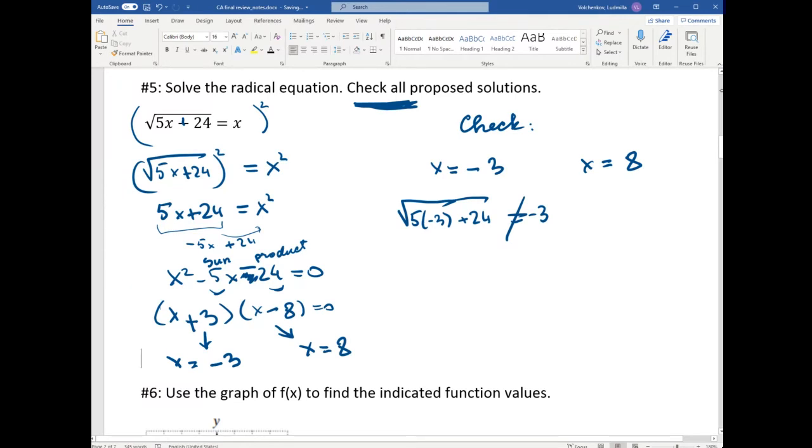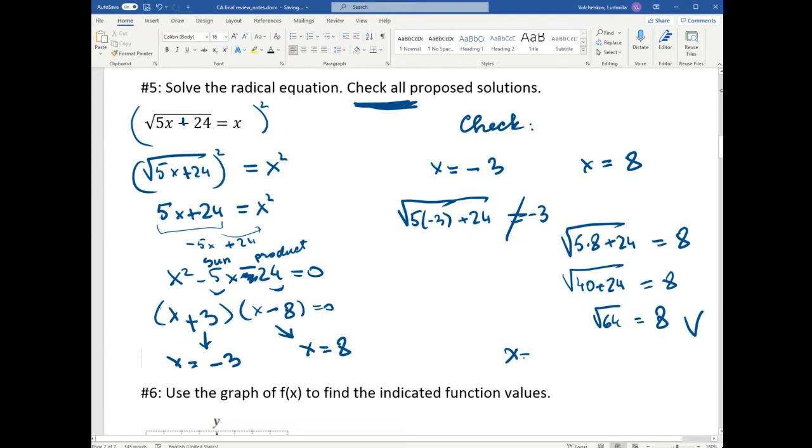Let us check the second one. Square root of 5 times 8 plus 24 equals 8. 5 times 8 is 40. 40 plus 24 is 64, and square root of 64 equals 8, and it works. So x equal to 8 is the solution of this equation.